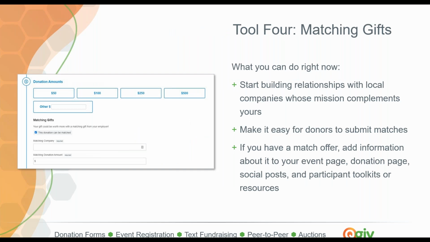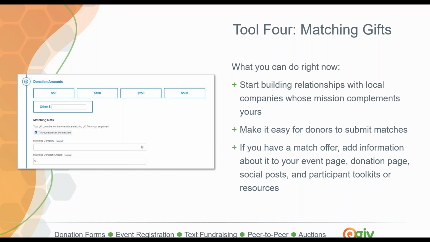If you are currently in the middle of a peer-to-peer event, some things you can do right now is start looking at your relationships with local companies and see if you have any partners whose mission complements yours, and then reach out to them and see if they'll do a match. Do make sure it's very easy for participants to submit matches.